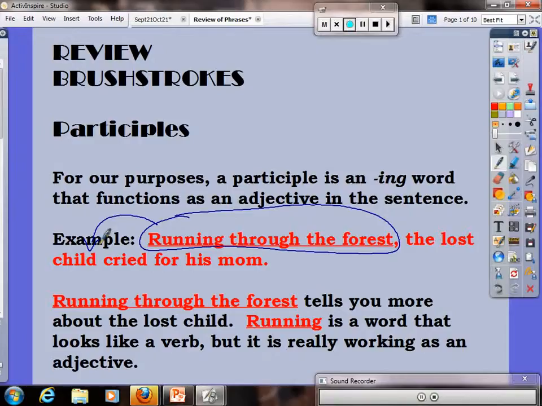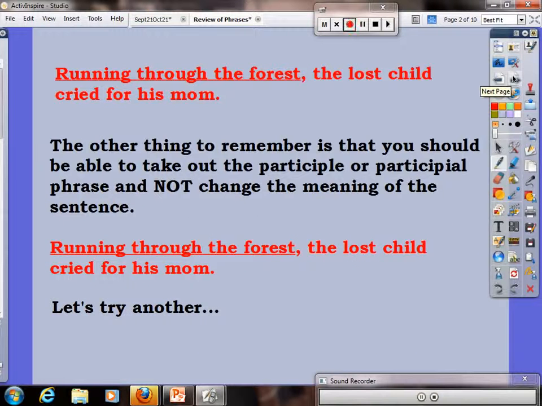It tells you more about this child. Running is the ing word, and it looks like a verb, but it's really working as an adjective because it's describing a noun. So running through the forest, the lost child cried for his mom. The other thing to remember is that you should be able to take that participle or participial phrase out of the sentence and not change the meaning of the sentence. So if I take it out, if I just cross this out and say, the lost child cried for his mom, that makes total sense.